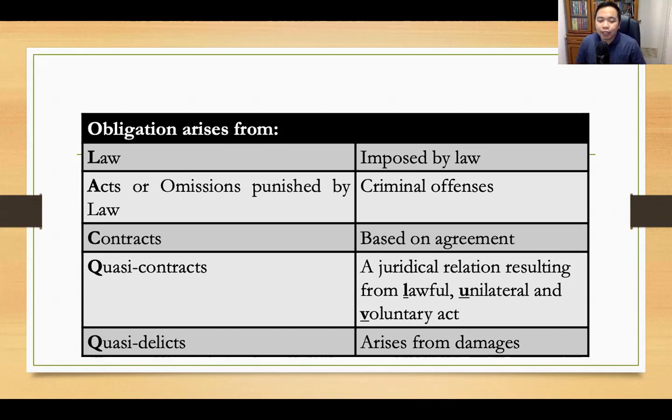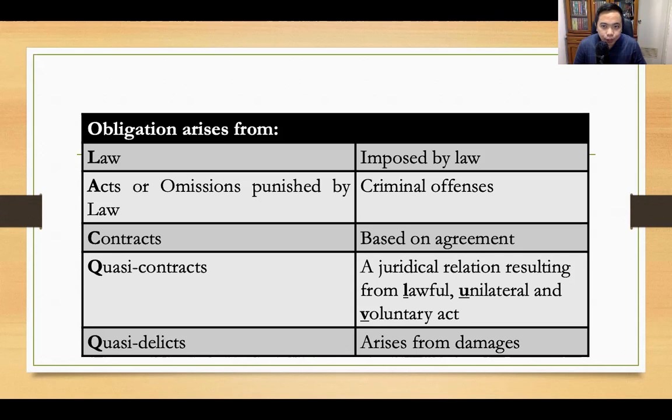If you have committed certain acts or you refuse to perform a certain act which is required to be done by the law, then you commit what? Criminal offenses, which is also a source of an obligation. If you have committed a crime, for example, then you are what? Under obligation, or there is a juridical necessity to return the property.